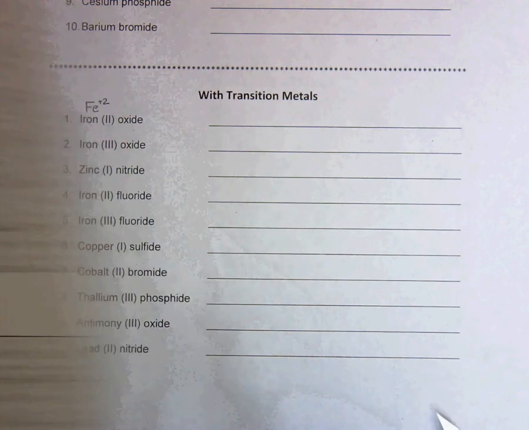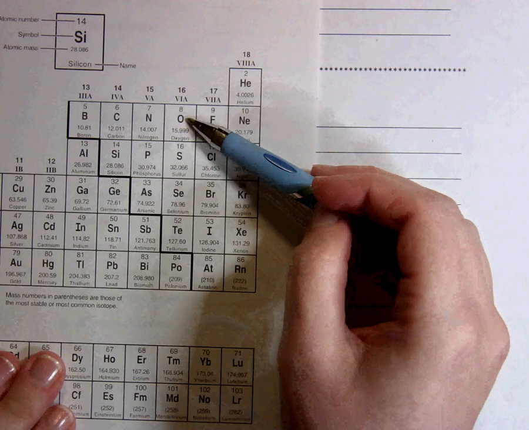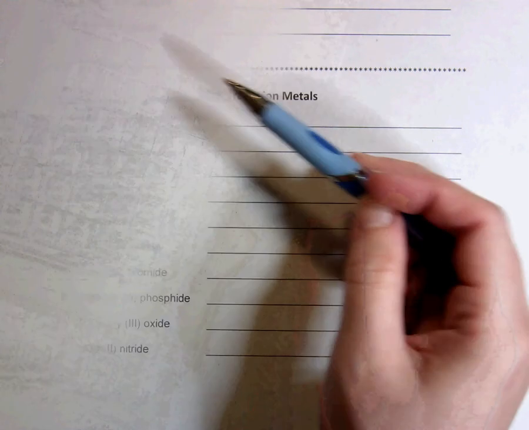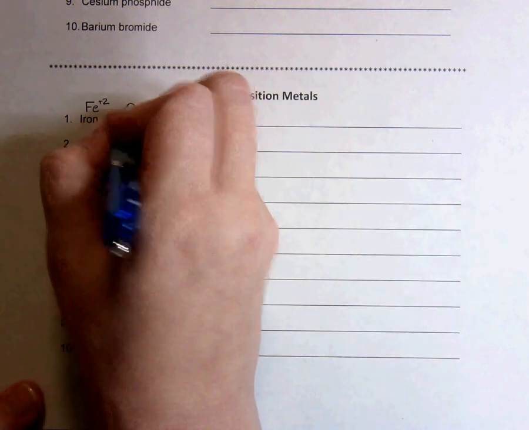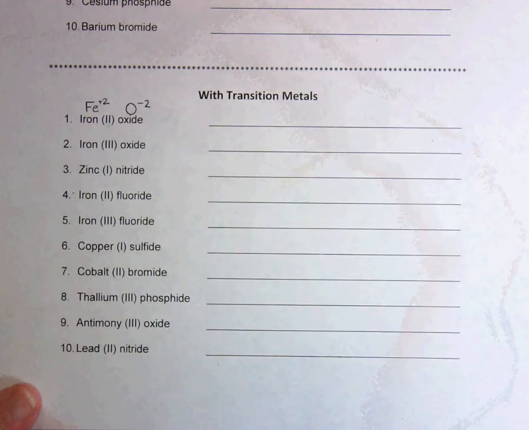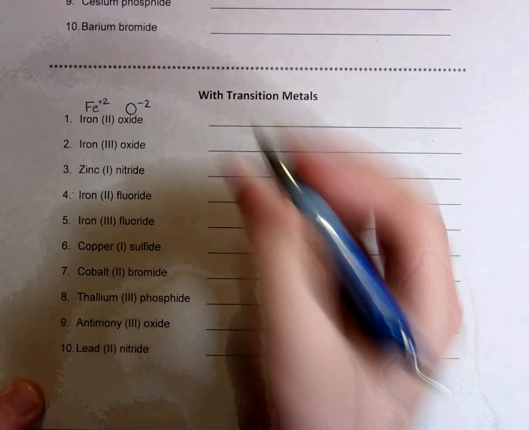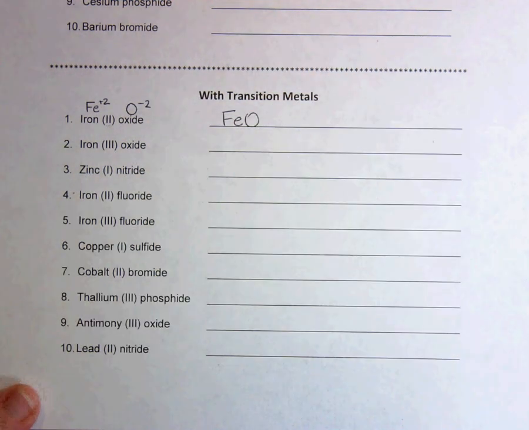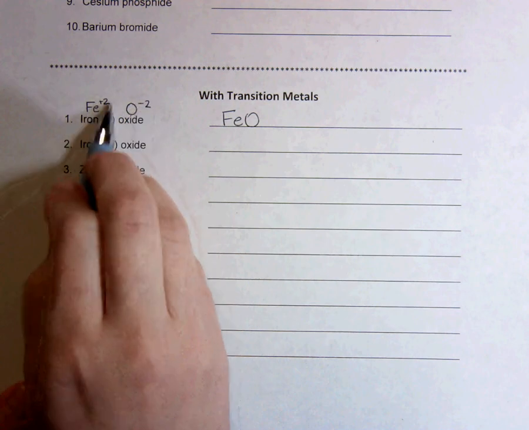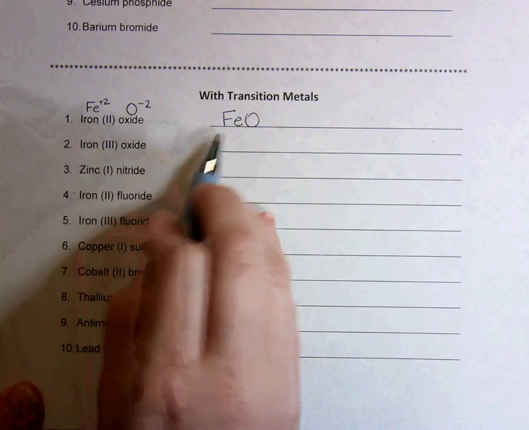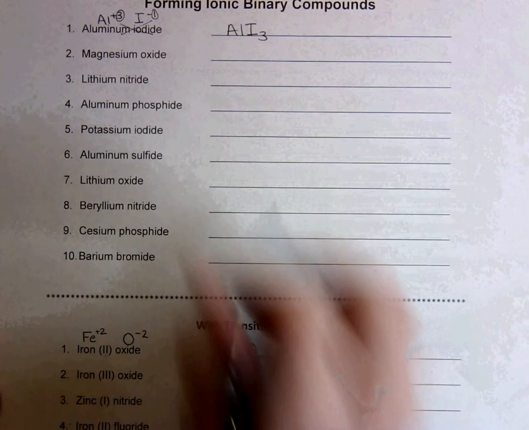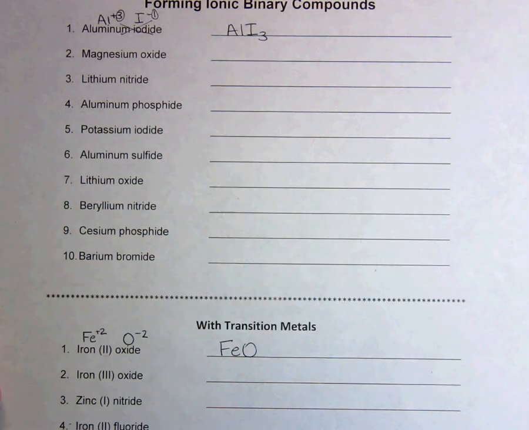Oxide would be oxygen. So I go back to my periodic table, I find oxygen, it's in group 16, so it needs 2, so -2 charge. So it's O with a -2 charge. Now look at that. They already add up to 0. So all I have to do is write FeO. If they had not added up to 0, I would have crossed those over to make the subscripts for those elements, just like we did up here at the top with AlI3. So try these on your own. If you still have questions, make sure you come ask.